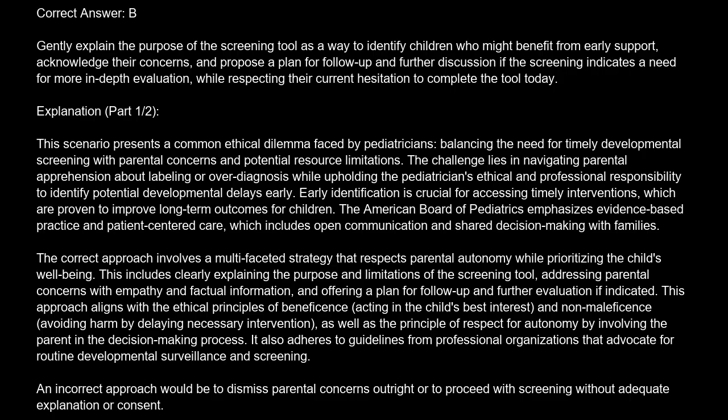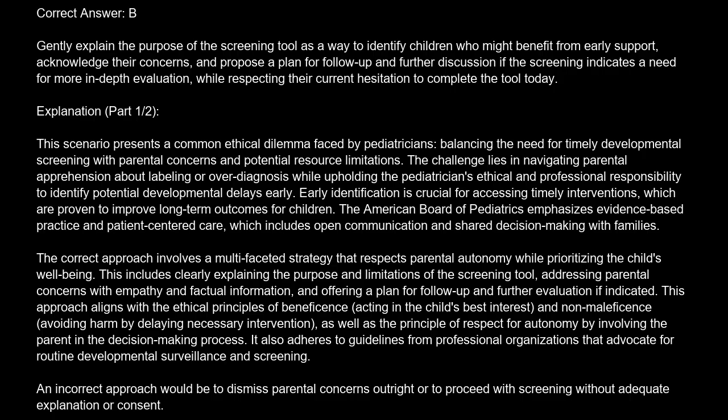The American Board of Pediatrics emphasizes evidence-based practice and patient-centered care, which includes open communication and shared decision-making with families. The correct approach involves a multifaceted strategy that respects parental autonomy while prioritizing the child's well-being. This includes clearly explaining the purpose and limitations of the screening tool, addressing parental concerns with empathy and factual information, and offering a plan for follow-up and further evaluation if indicated.